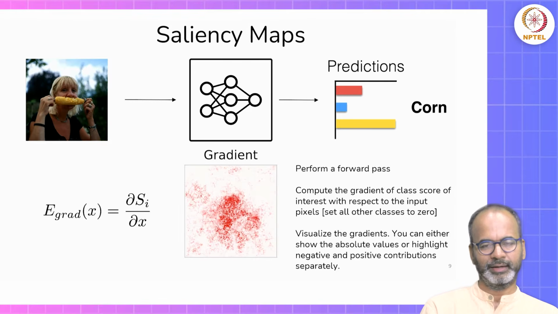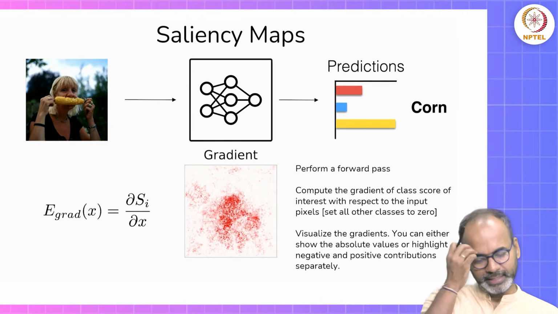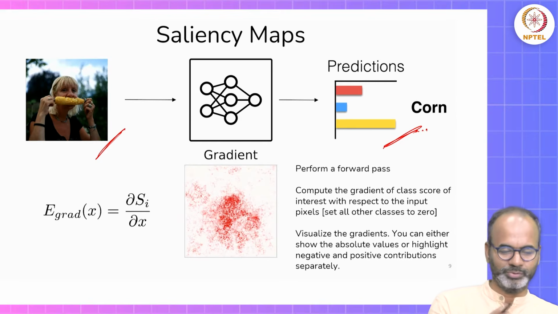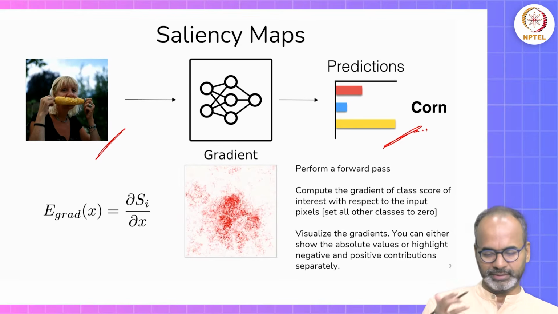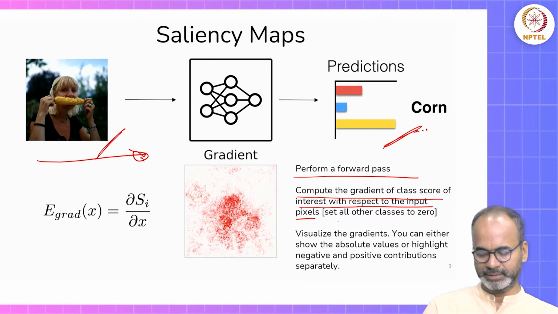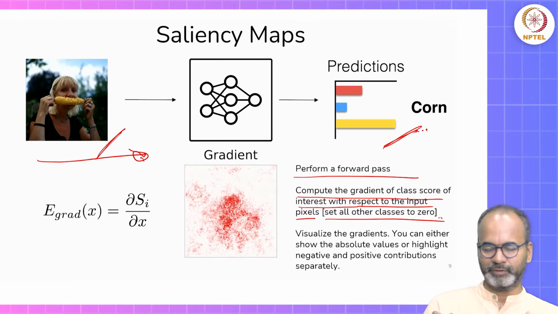Saliency maps, again, is a way by which we get an insight of how the pixels are used to classify. So the input image is here, and then the prediction. I want to find out cone in this image. So how does it work? It performs a forward pass of the image. Image is taken and a forward pass is done. Compute the gradient of the class score of interest with respect to the input pixel, set all other classes to 0. I'm looking for a cone, so all other classes are kept at 0.